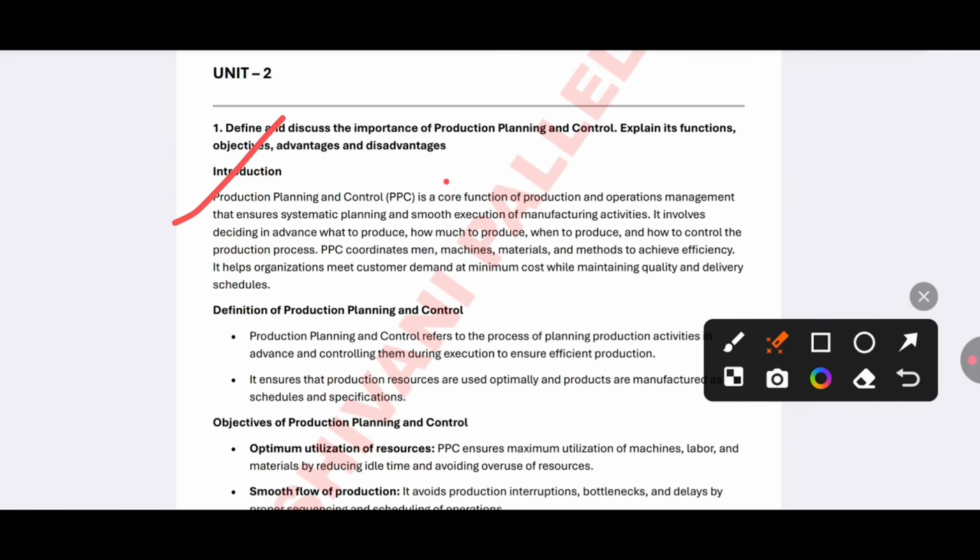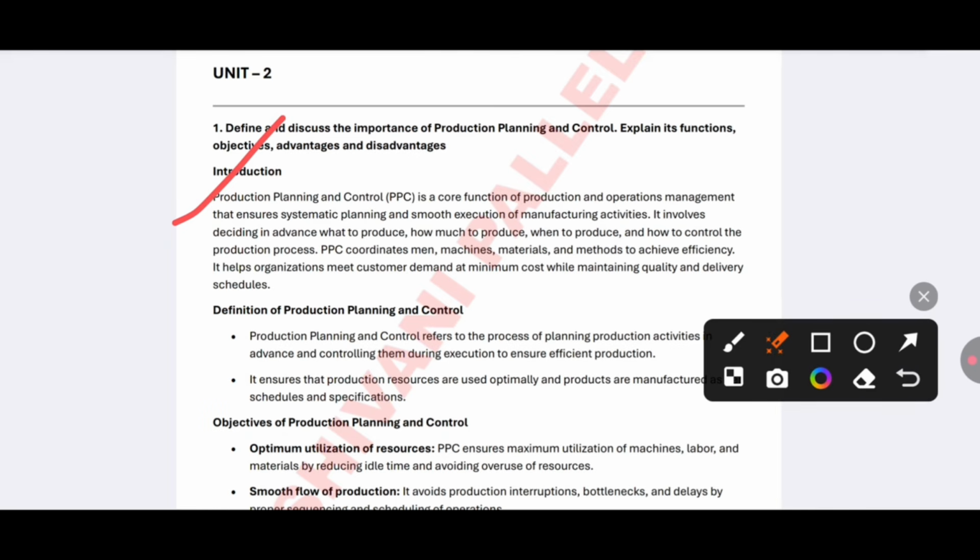It is a core function of production and operations management. Why? Because it ensures the smooth execution of the operational activities. Whatever activities they are performing in the business organization to run in an effective and efficient way, this production planning and control is very much important. It involves deciding in advance what to produce, how to produce, when to produce, and how to control the production process. So proper and systematic planning is helpful to achieve progress.